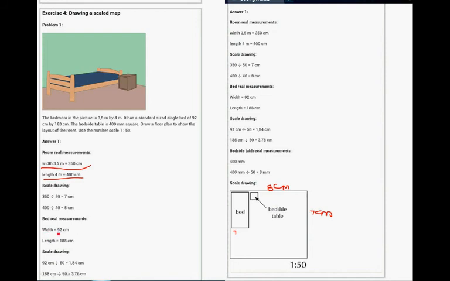The width of the bed is 92 centimeters and the length is 188 centimeters. That's already given to you. Divide by 50, we get that the width of the bed is 1.84 centimeters by 3.76 centimeters. And I'm not going to write the bedside table in. The bedside table is 400 millimeters. If we divide that by 50, we get 8 millimeters. So the bedside table is a square, so it's 8 millimeters by 8 millimeters.